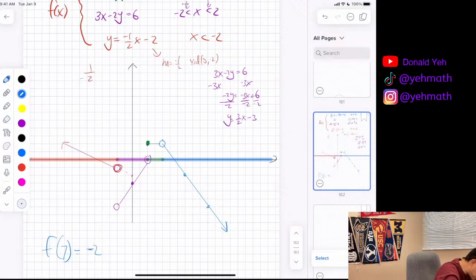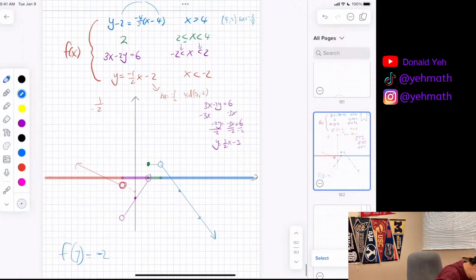You can also plug in to find out if it's -2. We're going to double verify, just to make sure my graph's right. So I'm going to plug in 7 there. y minus 2 equals -4/3 times (7 minus 4). y minus 2 equals -4/3 times 3. Cancel out, -4, plus 2, that's equal to -2.